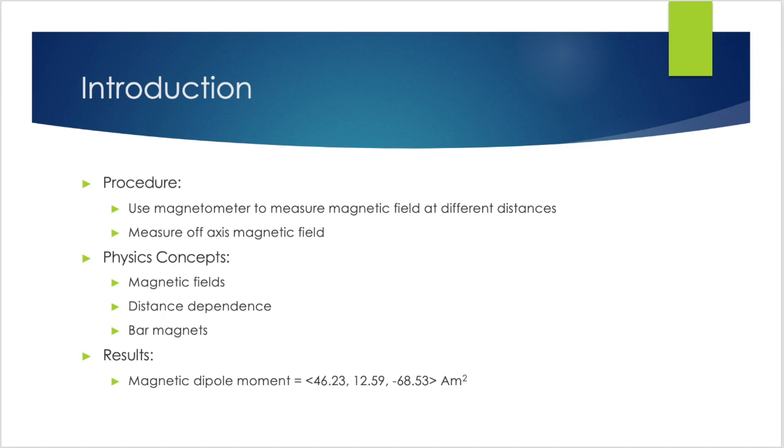The main result from this lab was the magnetic dipole moment, which was shown to be 46.23, 12.59, negative 68.53 amps meter squared.